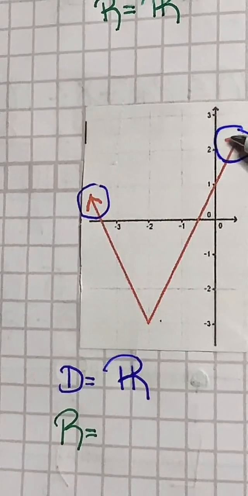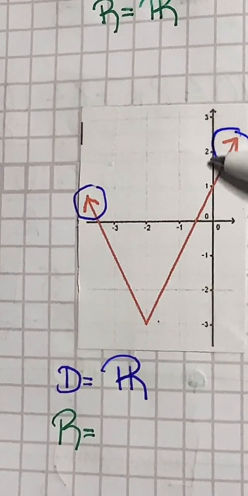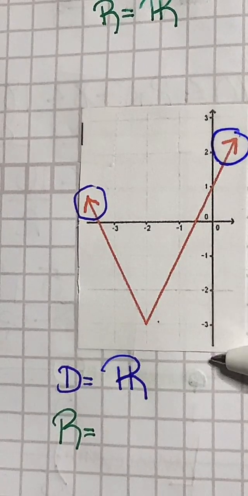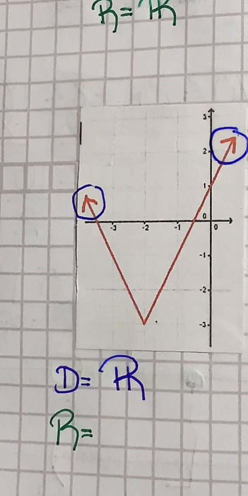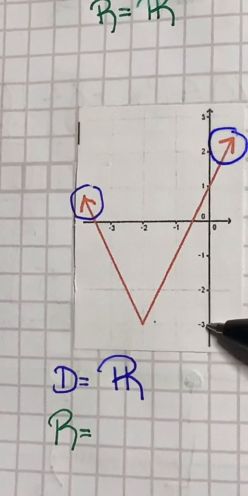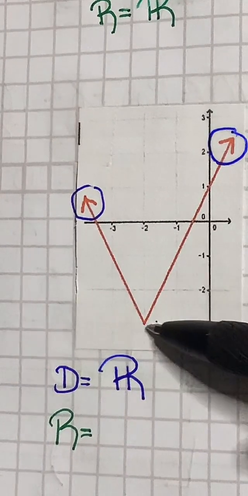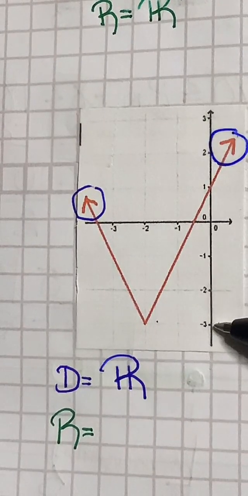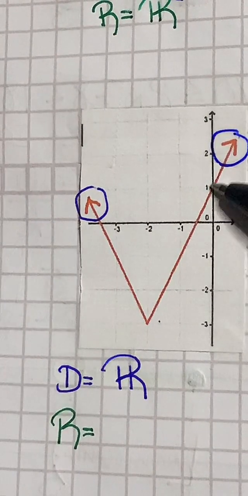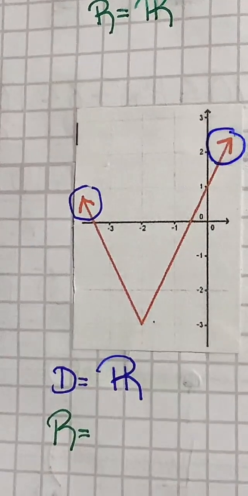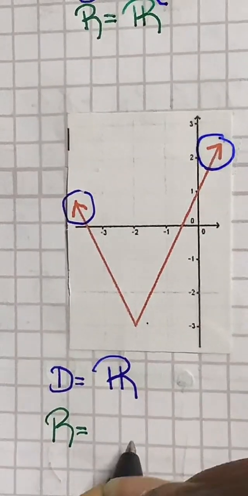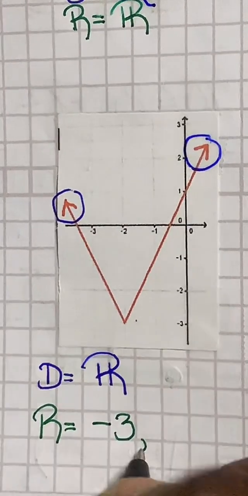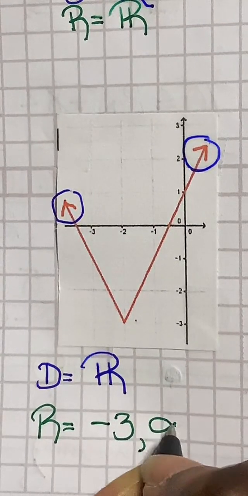Whereas your range, it's going up to positive infinity, but it's not going all the way down to negative infinity. It's basically starting right here at -3. So it's going from -3 all the way up to positive infinity. That means my lowest point is going to be at -3. My highest is going to be positive infinity.